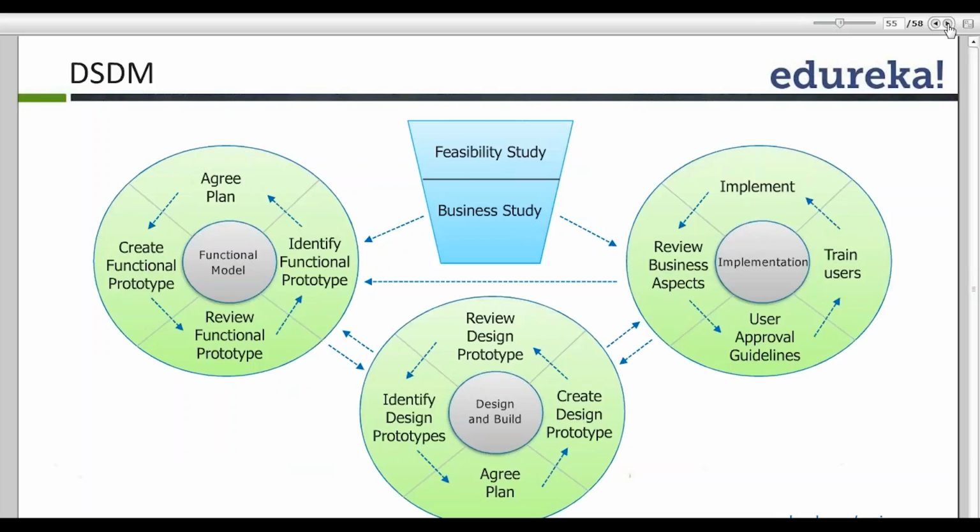Okay, so DSDM, again, I'm not going into much detail because from an exam perspective, it's not that important. But what we essentially do is a feasibility study and business study. Based on the feasibility study and business study, we identify a functional prototype, we agree a plan, we create a functional prototype and we review it. Once it is reviewed and approved, it goes into design. So what is the first step?